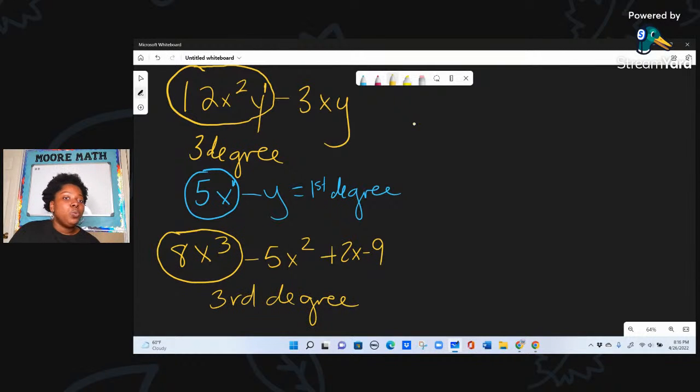If it's just one term by itself, like if all you had was this, you didn't have the minus 3xy, you would just add them together. If all you had was 5x, it would just be 1, right? But if you have all this other stuff, you're just going to look at the biggest exponent, and that tells you your degree. Okay, that makes sense, Gabby?